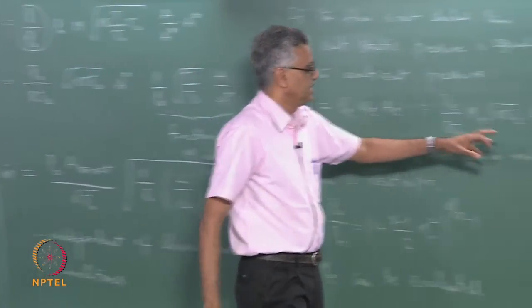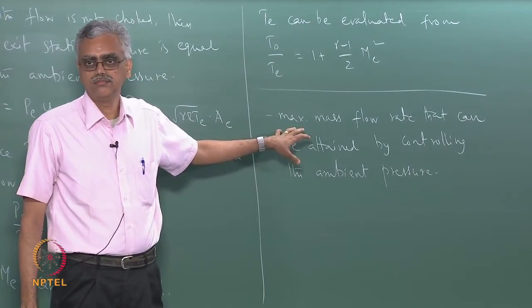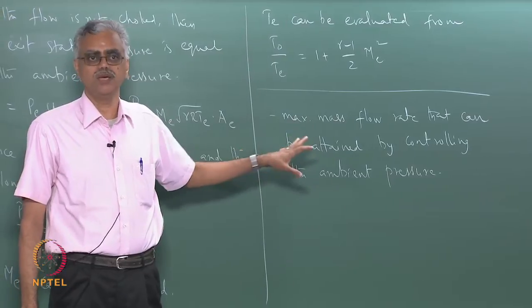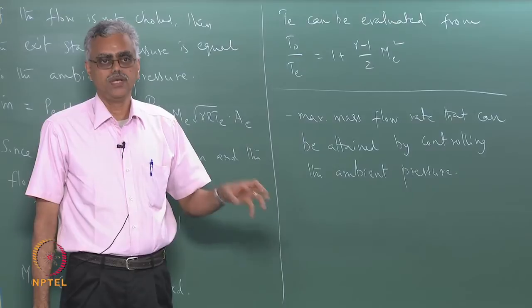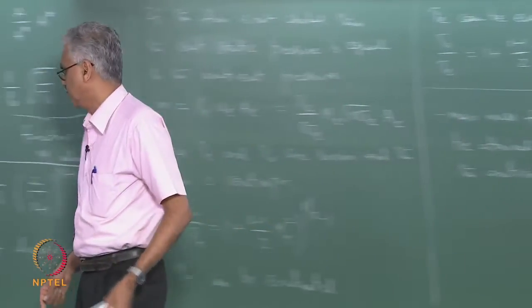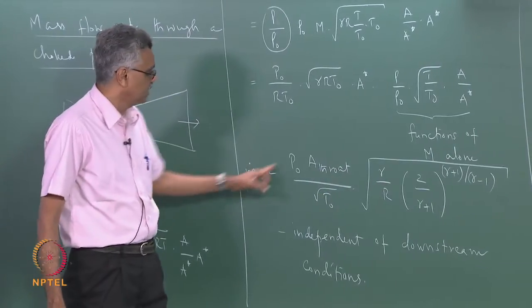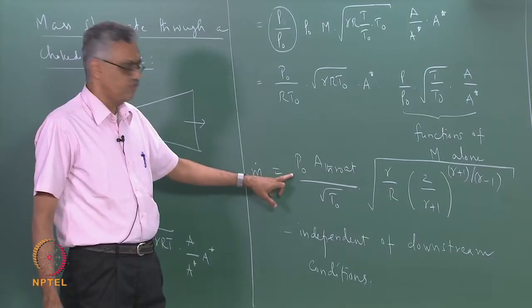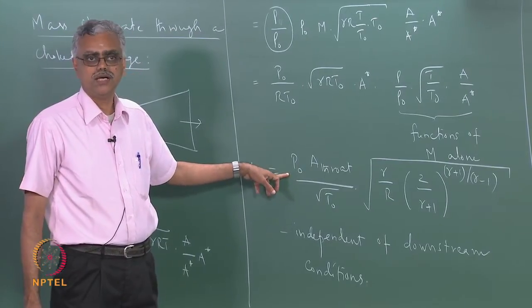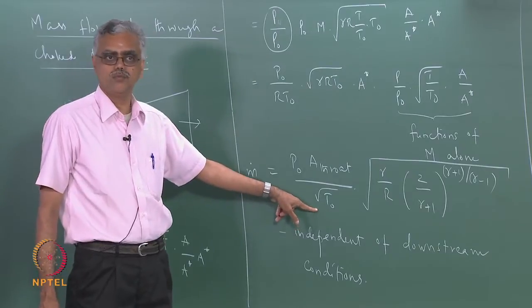Normally, it is said that this is the maximum mass flow rate that you can have in the nozzle. That is not true. This is the maximum mass flow rate you can have if you are trying to adjust the flow from downstream. Obviously, if you look at this expression, you can easily see that even after the flow is choked, if I increase my P naught, I can get more mass flow rate, or if I decrease my T naught, I will get more mass flow rate.